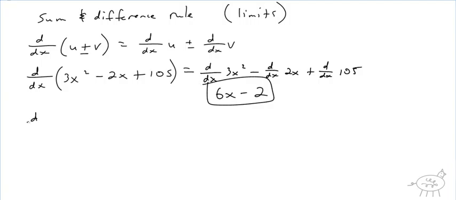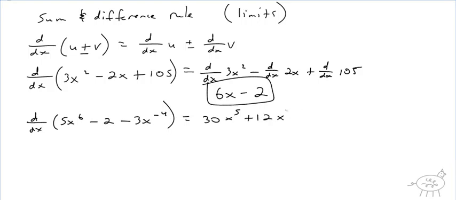Okay, let's try one more. d by dx of 5x to the 6th minus 2 minus 3x to the negative fourth. Well, the 6 goes in front, so you guys agree we have 30x to the fifth. The 2 goes away because the derivative of a constant is 0, and then the negative 4 goes in front, so it's plus 12x to the negative fifth. And that's your answer.